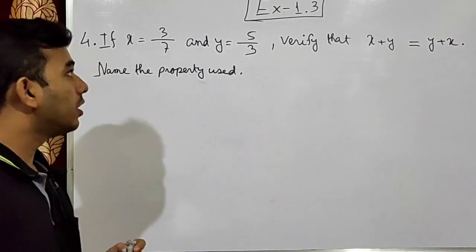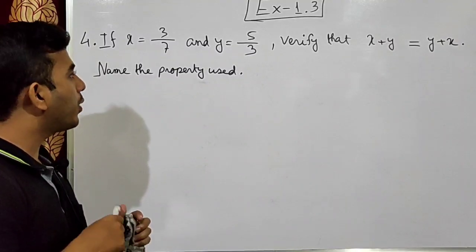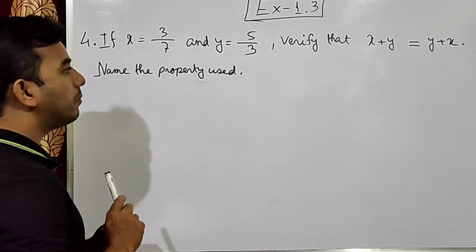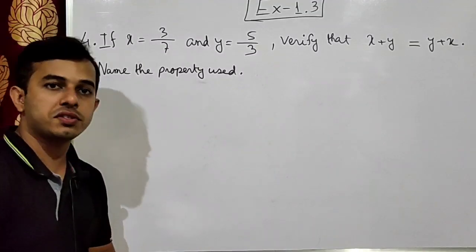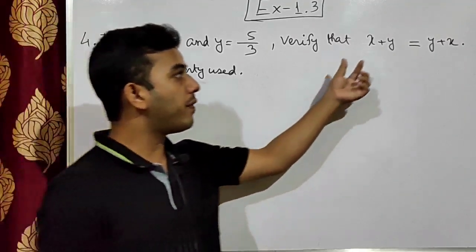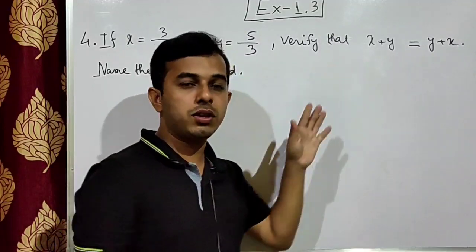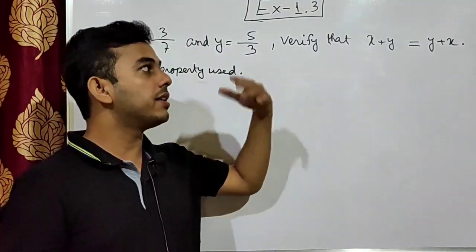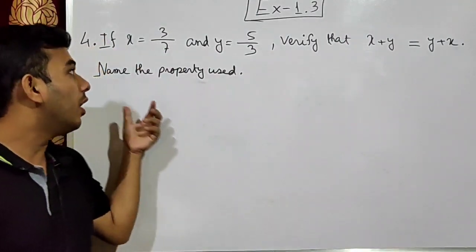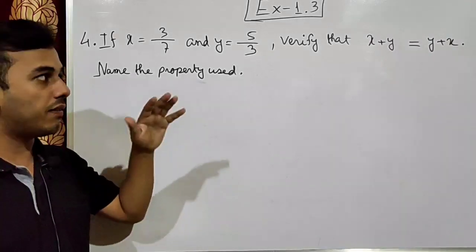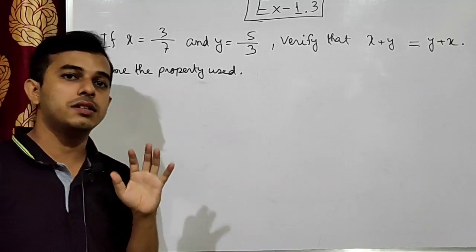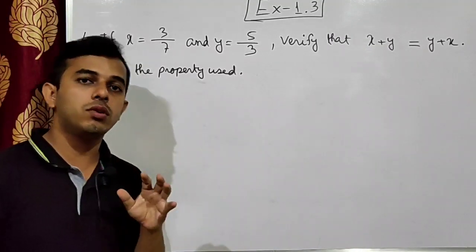Our next question is, if x equals 3 by 7 and y equals 5 by 3, verify that x plus y equals y plus x and name the property used. This is a very easy question, right? We have to put the values of x and y. In the first case, we find their sum, first x, then y. In the second case, first y, then x. After showing that both of them are the same, that is x plus y equals y plus x, we have to name the property.